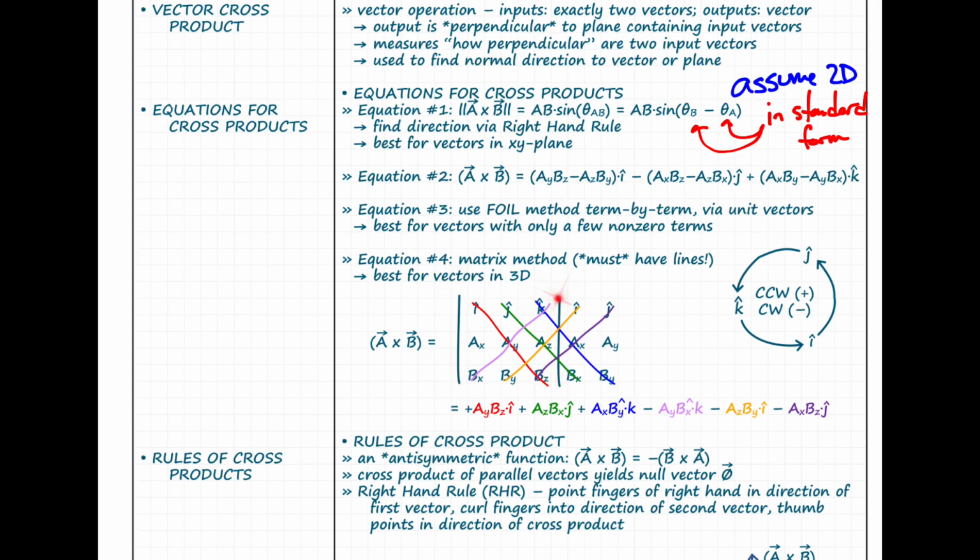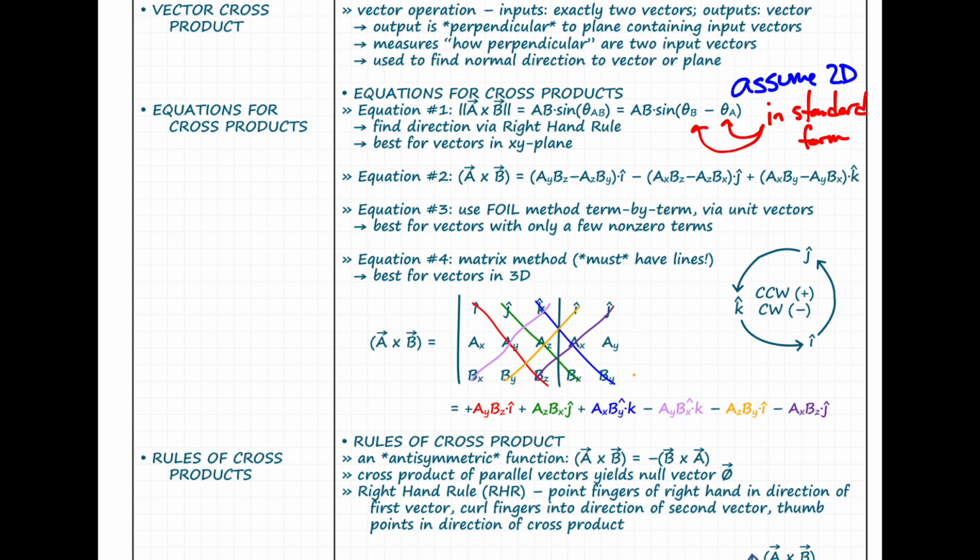You have to draw the vertical lines on either side. That's one of the rules of dealing with matrices. The top row are your unit vectors. The middle row are your x, y, and z components of the first vector. Your third row are the x, y, and z components of the second vector. Then you're going to take the first 2 rows and rewrite them just outside the matrix as you see here.